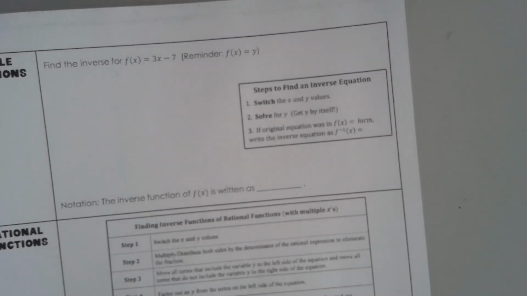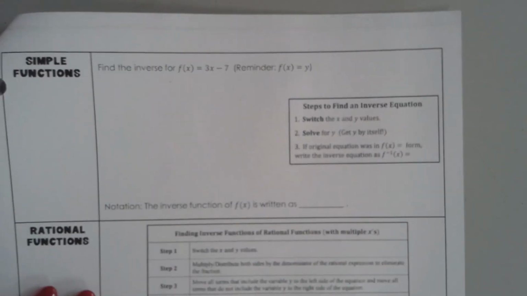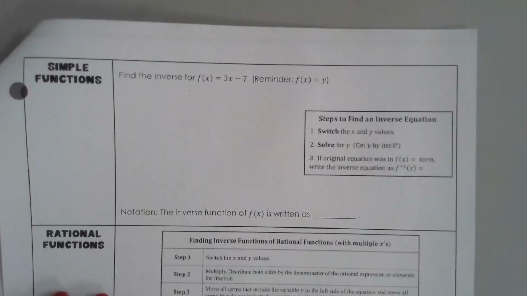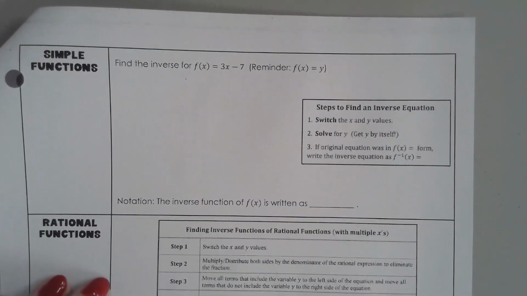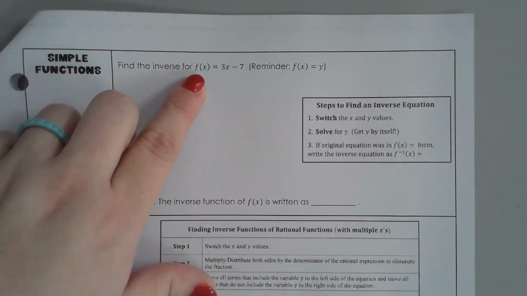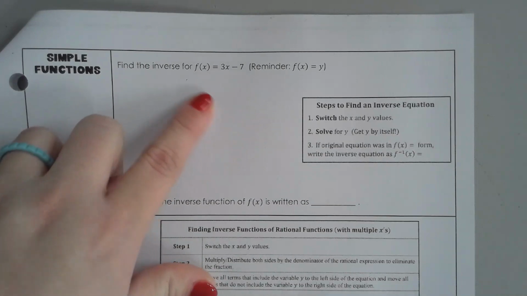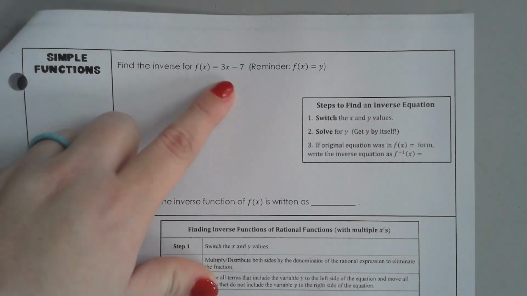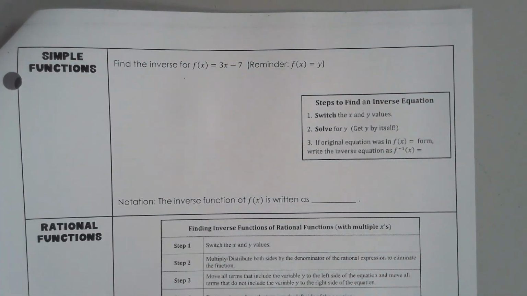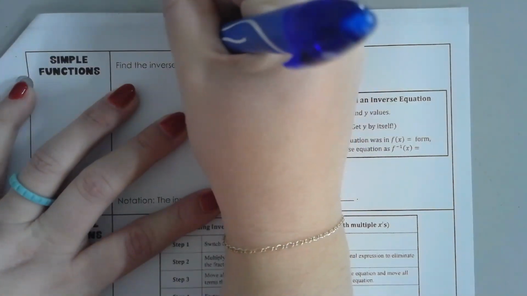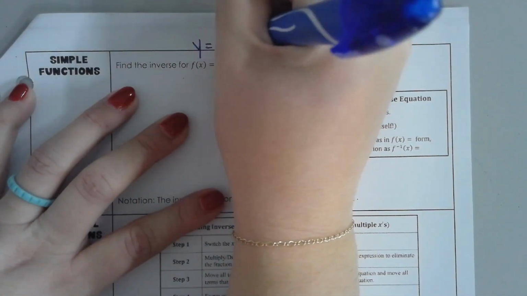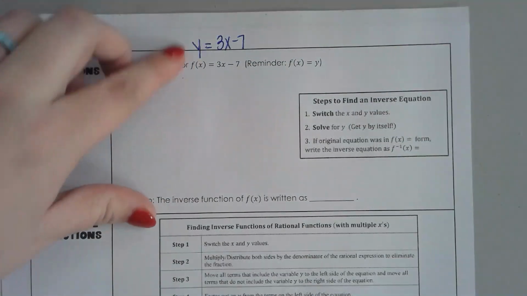So when you have functions, this is what you might see. You have a function, and we did these types of problems in Algebra 2. f(x) = 3x - 7. That's the same thing as saying y = 3x - 7. f(x) and y are the same thing.